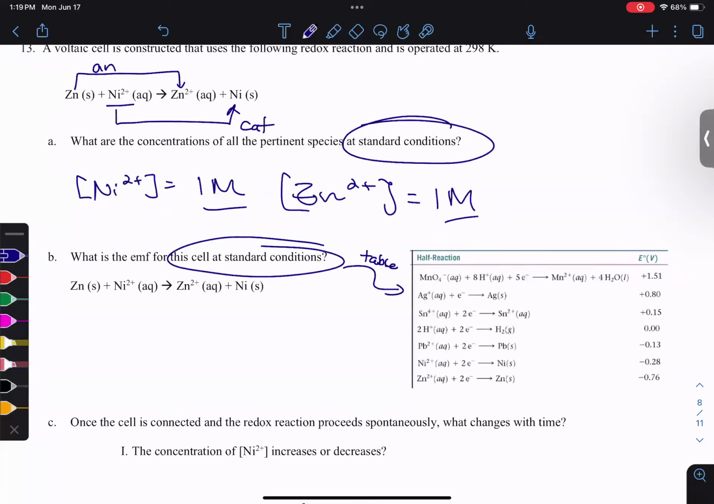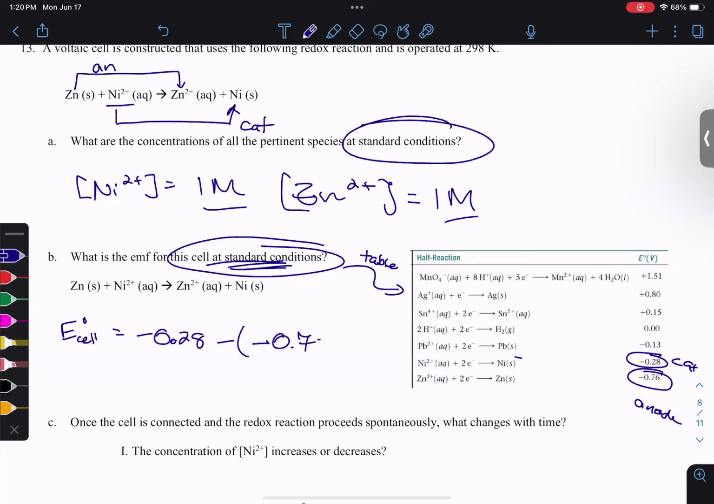So cathode minus anode. What did I say? Nickel is the cathode. So here's my cathode, and then zinc is right here. That is my anode. All right, so cathode minus anode. E cell, because we're at standard conditions, so use the table. Negative 0.28 minus negative 0.76. So you minus a negative, so this is how we get a positive number. Positive 0.48 volts. That's if we start at standard conditions, 1 molarity of everything.